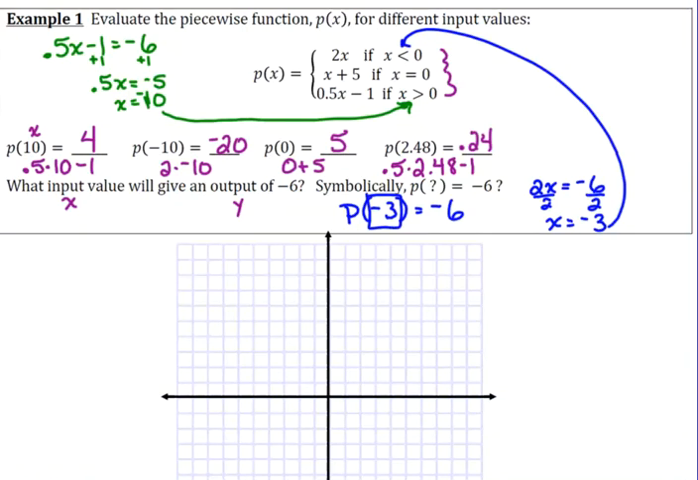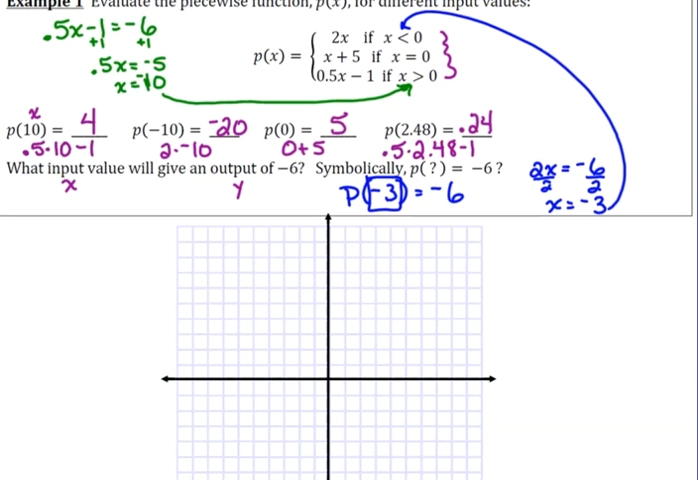In the information, plugging in the x values, we got y values. So how about we plot those points on our graph? Okay, let's go ahead and plot those points on our graph. So P of 10 was equal to 4. So that means we have the point positive 10, positive 4.